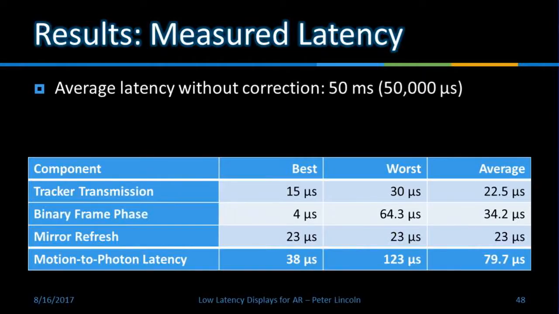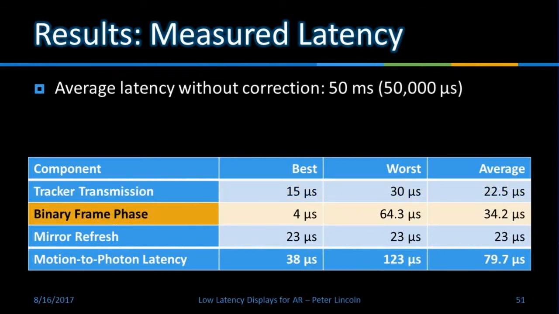Now, a reminder, the uncompensated system was 50 milliseconds, or 50,000 microseconds. Our system, on the other hand, nearly 80 microseconds. Now, it's worth noting a few things. First, a significant portion of the end-to-end latency was still due to the tracking system we were using, which ranged between 15 and 30 microseconds of lag.